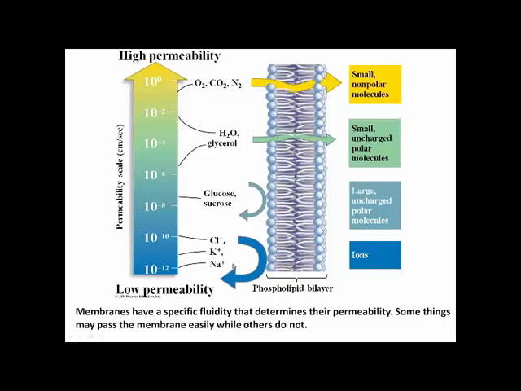Now anything that's charged, like ions or any charged large molecules, absolutely cannot cross the barrier unaided. We'll talk about how these things do cross the membrane in the next lecture, but that has to be aided with a protein. So all membranes have this specific fluidity, and that determines then what they're permeable to. Some things can pass easily, while others do not.